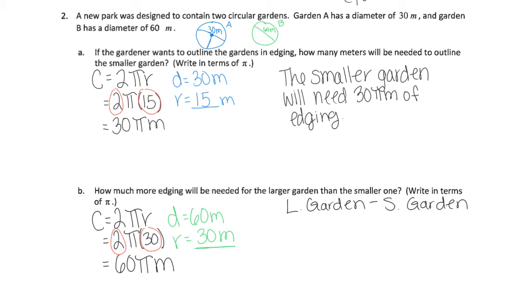So for our larger garden, it was 60 pi meters minus our smaller garden, which is 30 pi meters. So now when we subtract 30 from 60, we're going to get 30. So now our answer is 30 pi meters. So now we know that the larger garden, which is garden B, needs 30 pi meters more fencing.